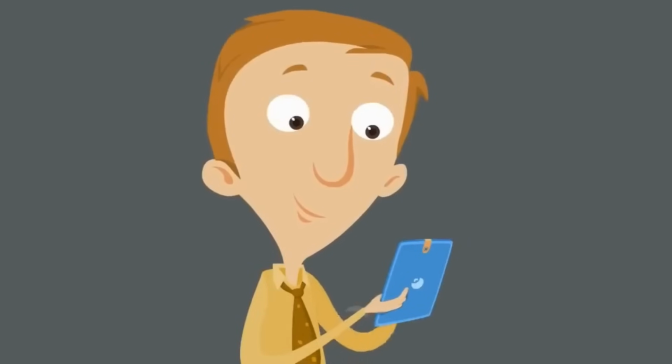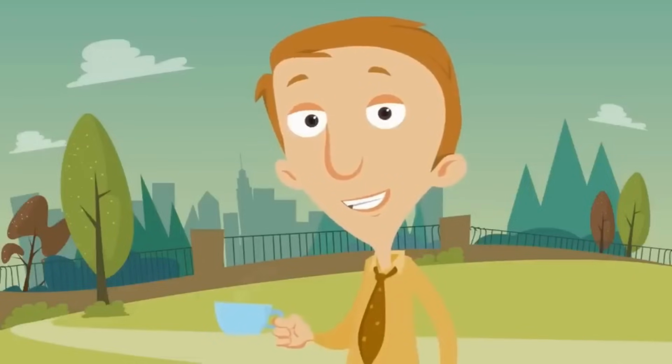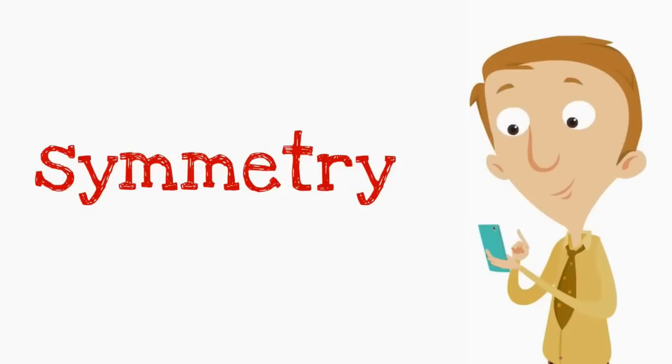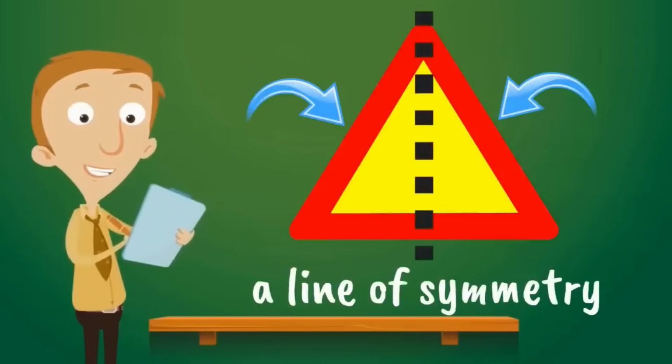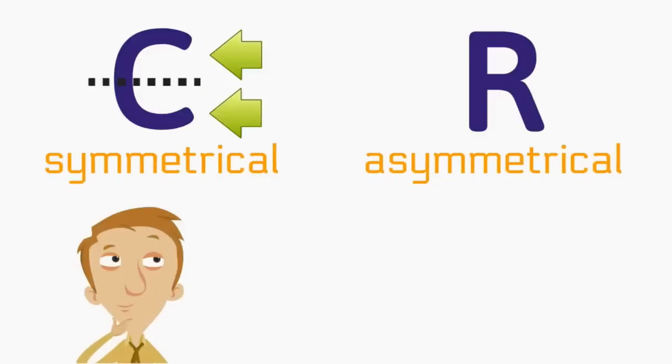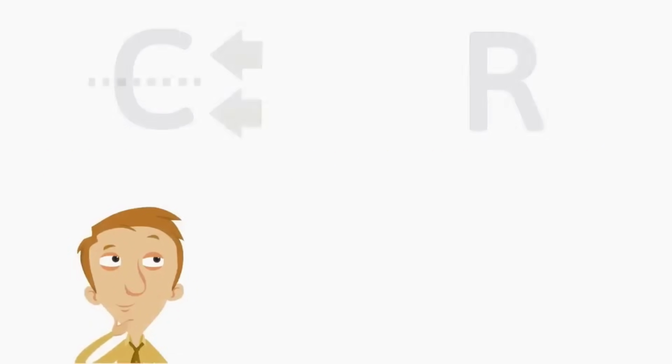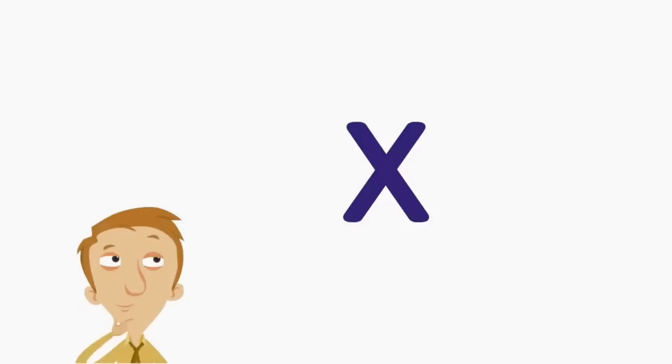Okay, let's tie all of this together. When you are looking for symmetry, look for sides that match. The line down the middle that shows symmetry is called a line of symmetry. If it has symmetry, it is symmetrical. If it doesn't, it is asymmetrical. And if it is symmetrical, it might have more than 1 line of symmetry. So keep that in mind.